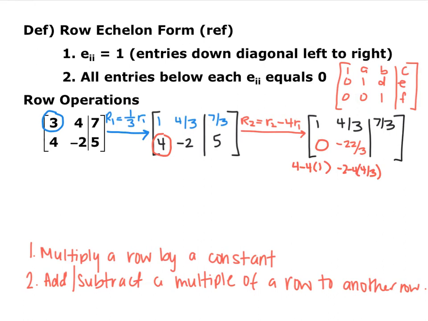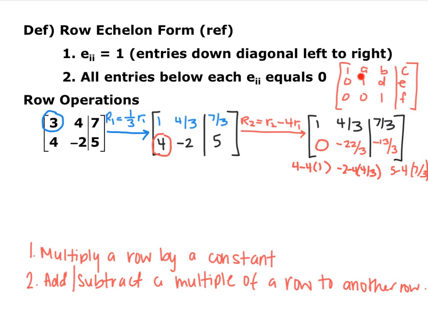And then I'm going to do the exact same thing for this last entry. So go ahead and pause the video and find what this very last entry is going to be. So I'm going to have my row 2, 5, minus 4 times the entry right above it, which is 7/3. So 5 minus 28/3, which is -13/3. So now I have my 0 underneath my 1. So I'm done with this.